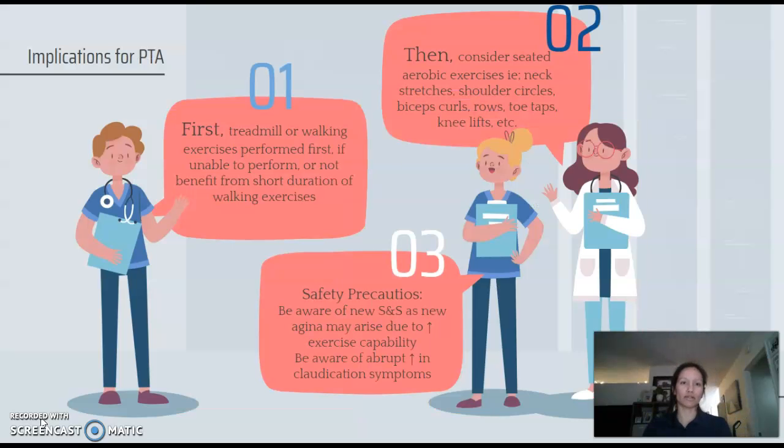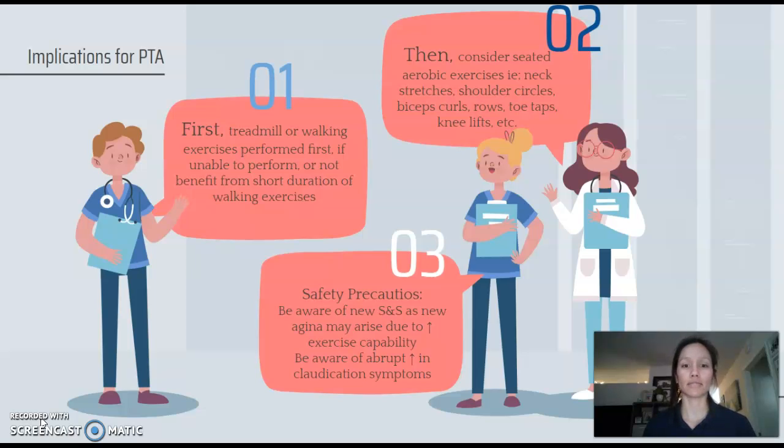Implications for the PTA. First you want to try some treadmill or walking exercises. If any pain arises, you want to take them off, have them rest for a couple minutes, and then they can go back on once that pain is gone. If they don't benefit from the short duration of walking exercises, then they can move over to seated aerobic exercises. Something simple like neck stretches, seated rows, toe taps, knee lifts.